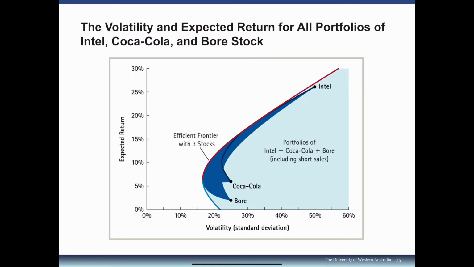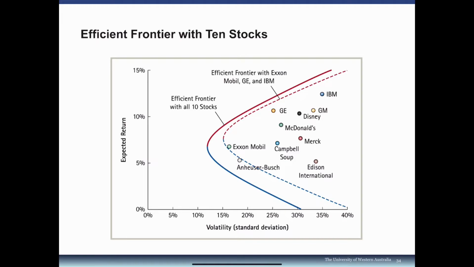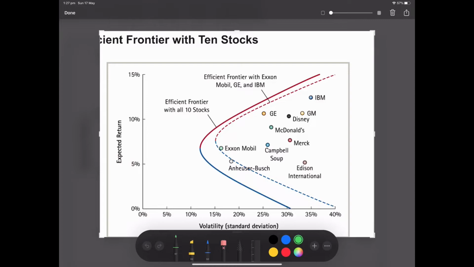So you can imagine, what if you have four stocks, five stocks, and then six stocks? Which means that if we have 10 stocks, rather than just focusing on IBM and Coca-Cola, let's introduce all these other stocks based on the historical information. This red dashed line is the efficient frontier with ExxonMobil, GE, and IBM. But if you have 10 stocks, you can see that it's being pushed towards the Northwest. So having more stocks will move your efficient frontier towards the Northwest.